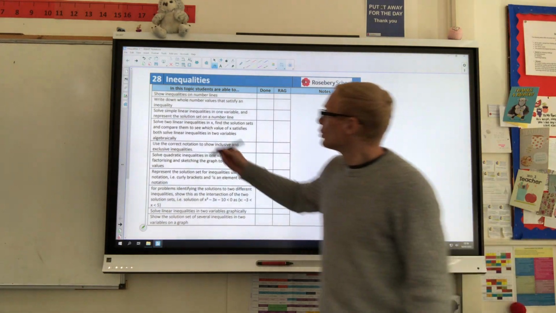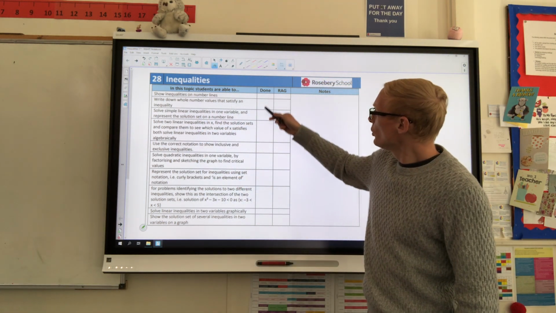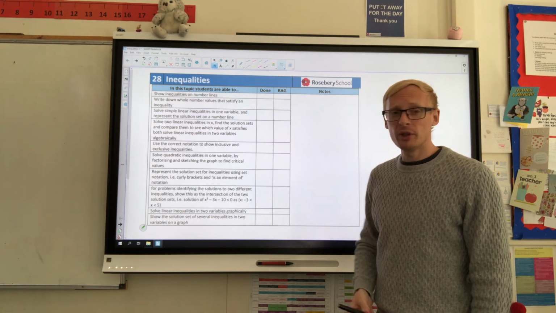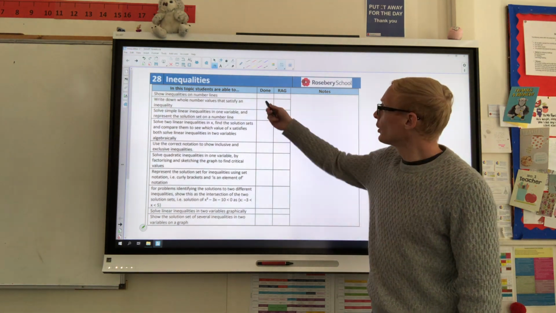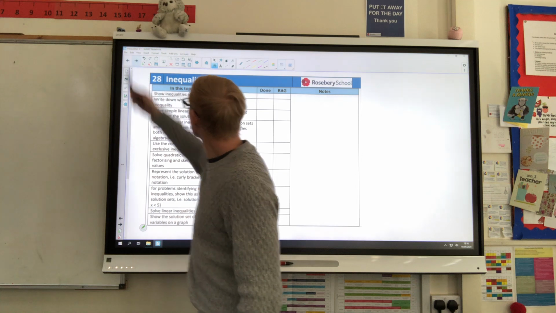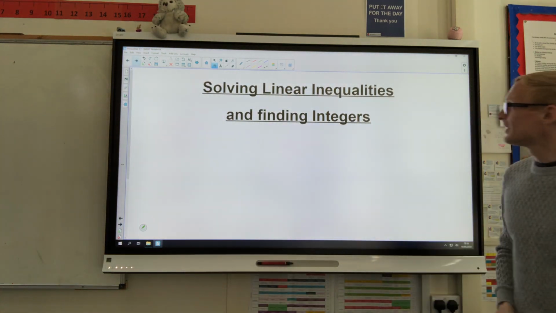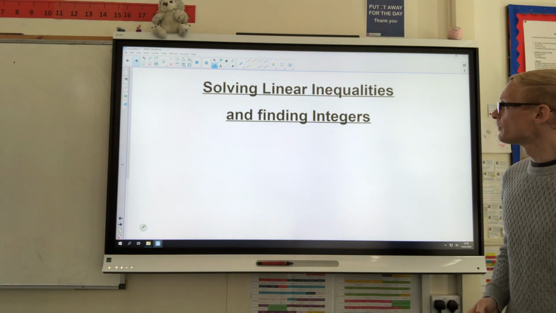Okay, so you should have ticked off these two so far, assuming you've been fine with the first two lessons. We're going to look at this middle one here today. So solving linear inequalities and finding integers.